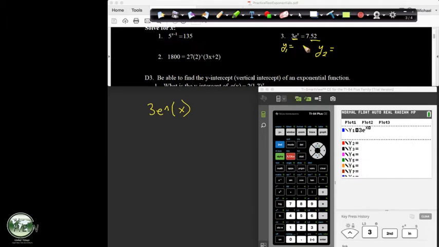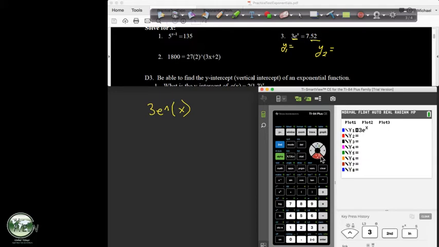So we got half. So again, a lot of this is just being able to put the stuff in, but the same thing's going to be in the other class. Okay, and then 7.52.